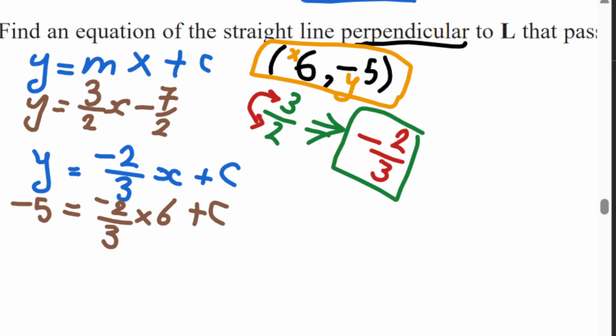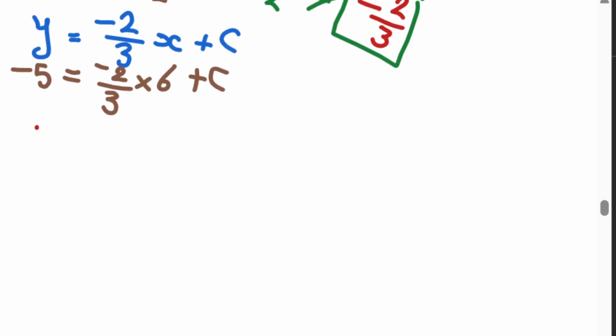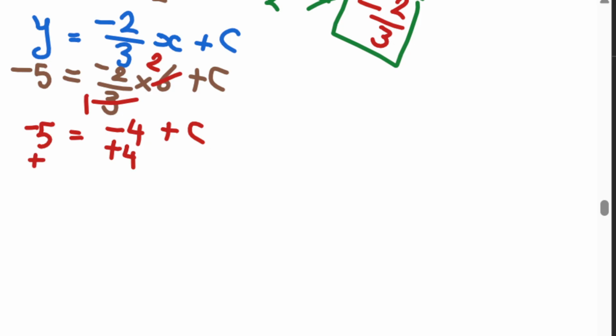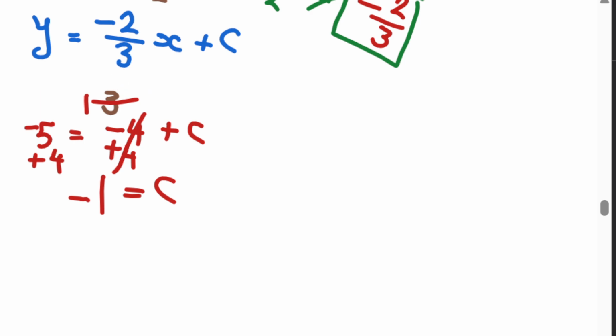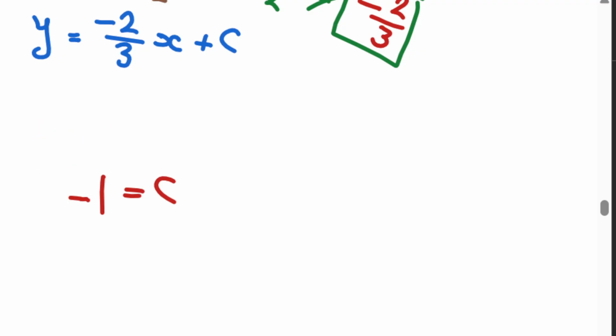Now this is an equation in just c. We can solve it to find c, right? So minus 5 equals 3 divided by 3 is 1, 6 divided by 3 is 2, so it's minus 4 plus c. Plus 4 and minus 4 cancel. Minus 5 plus 4 is minus 1 equals c. Did we get c? Yes, we did. So we don't need this. Let's erase it. c equals negative 1.